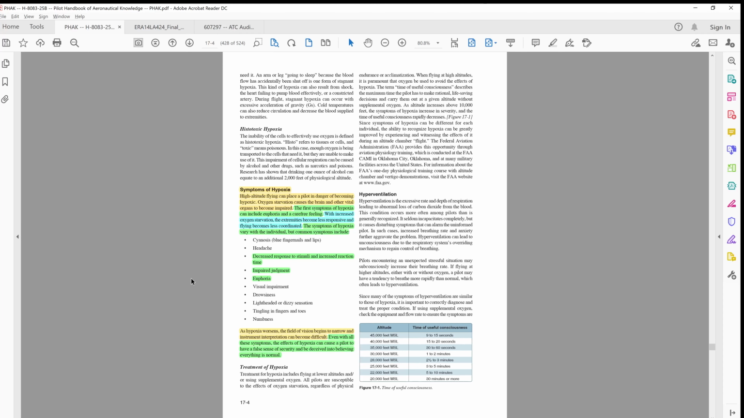All right. Last thing here, even with all these symptoms, the effects of hypoxia can cause a pilot to have a false sense of security and be deceived into believing everything is normal. Again, like I said, that's going to make our job kind of hard. You can have cases where people need lower, but they say, I don't necessarily need it right away. You've got to look for these little subtle cues. There are a couple of other cues that you can pick up on.